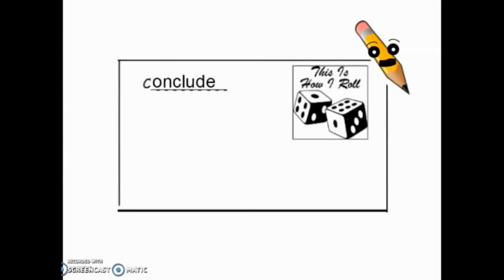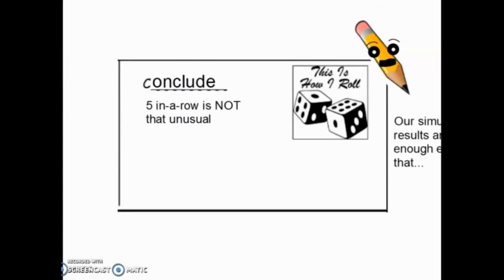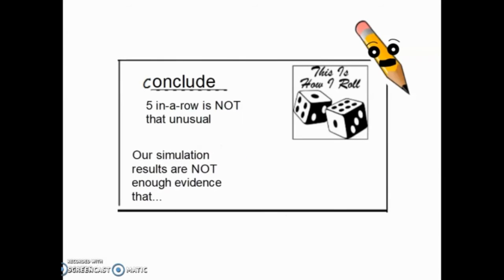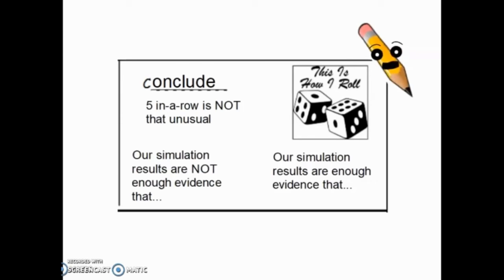Okay, so in conclusion, because we got 5 in a row 20% of the time, we can conclude that 5 in a row is not unusual. Our simulation does not give enough evidence to say that more houses are giving out circus peanuts because it does happen 1 in 5 times. But our simulation is enough evidence to say that getting 5 in a row is not unlikely. So it's not unusual, and more houses are not giving out more circus peanuts this year, which is gross.